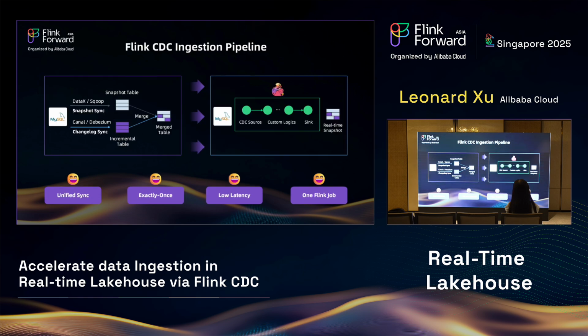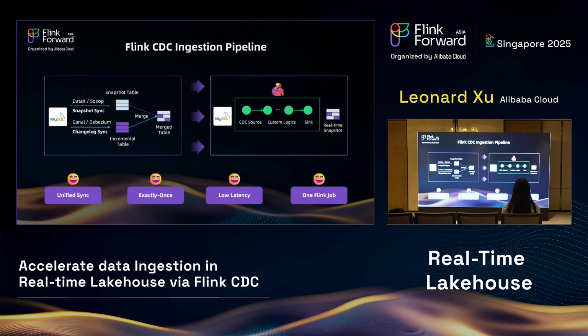But with Flink CDC, the ingestion pipeline becomes simple because we only need one Flink job. Flink CDC pipeline helps users finish the snapshot reading and incremental reading in one Flink job. So for users, you only need to pull up a Flink job without caring about how the snapshot is read, how the incremental log is read, and how the merge process is happening.